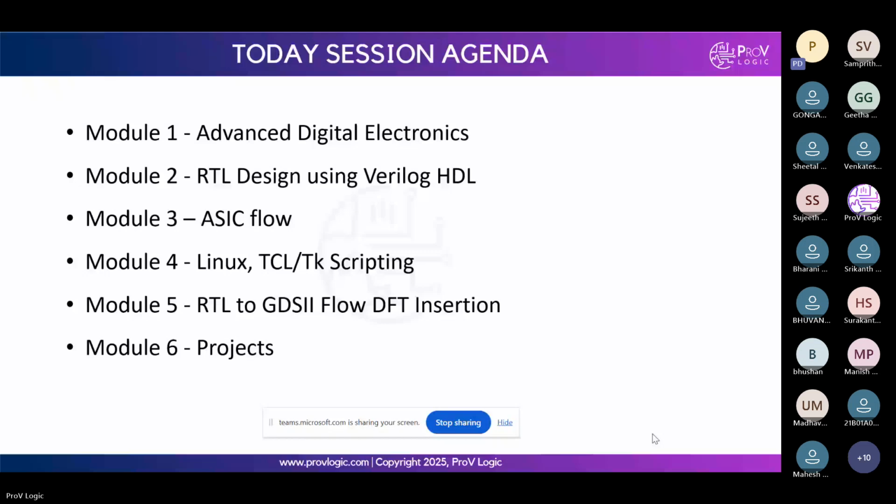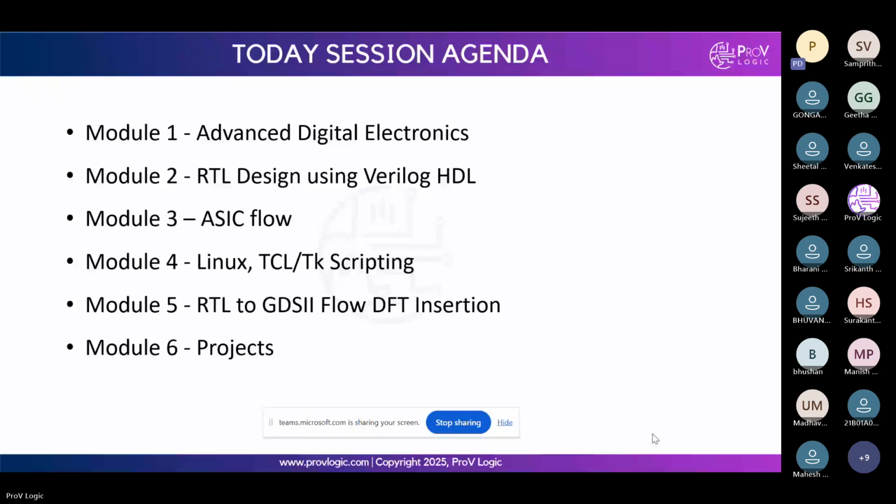In the third module, ASIC flow. ASIC means application specific integrated circuit flow, which is the entire physical design flow. So physical design starts from a process called synthesis and ends in a process called sign-off. I will explain all of this in detail in the upcoming slides. So what will happen from synthesis to sign-off? All of those detailed processes we will be discussing in module 3.